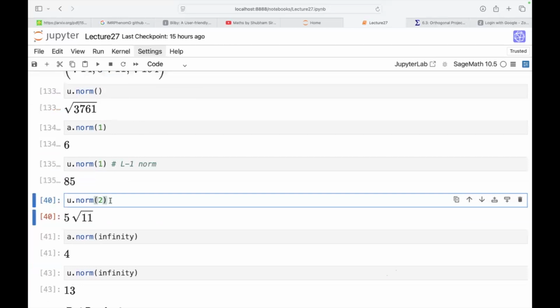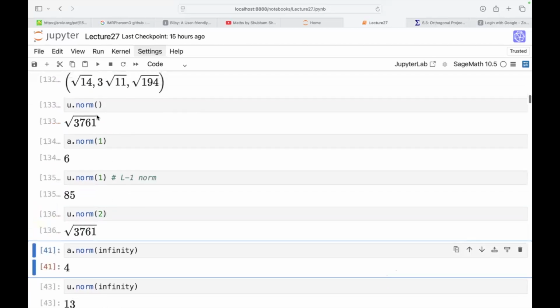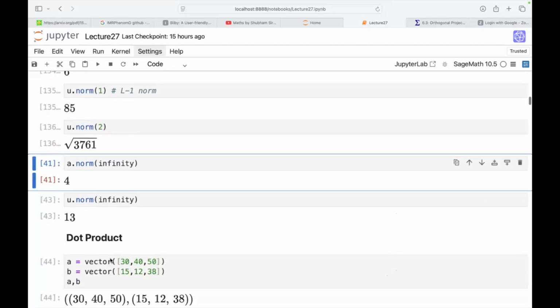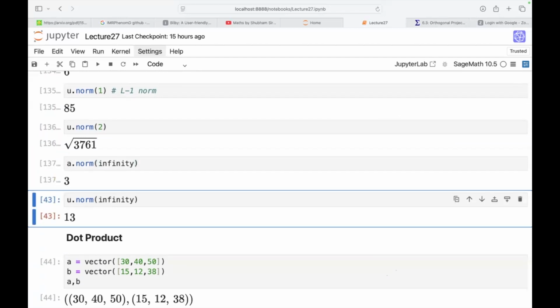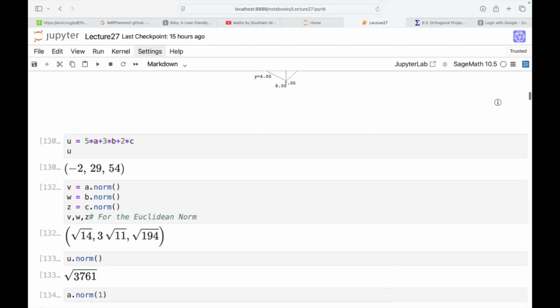And the norm 2 is nothing but a basic norm, the Euclidean norm, such as the normal norm. Next, the infinity norm is the supremum norm. So I think this part is clear.